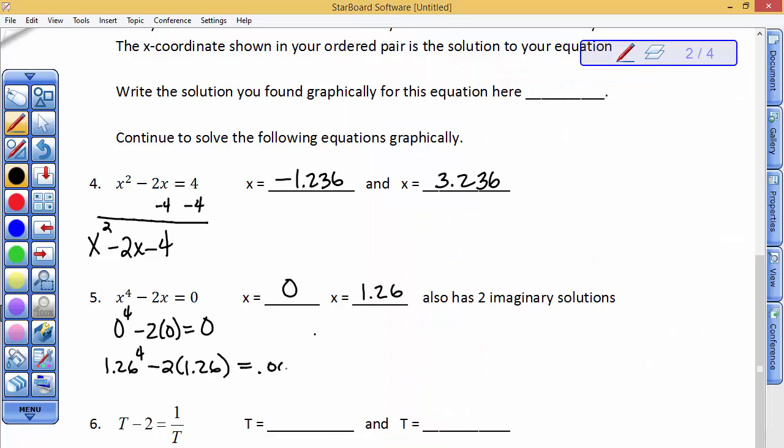Solving equations graphically is very, very handy. This one I could put into my graphing calculator like this. I could move the 1 over t over to the left-hand side, just put it in, and I'm just going to tell you that the answers to this one are a negative 0.414 and 2.414. You could also remove the denominator and simplify this equation, and that's something that we'll do in the future. I won't demonstrate that right now.